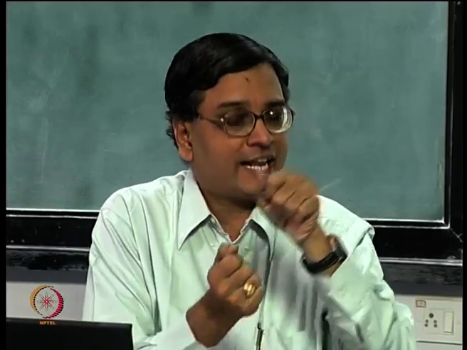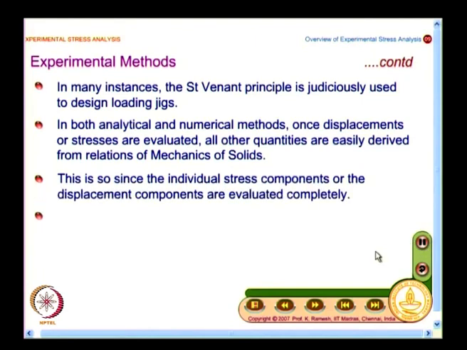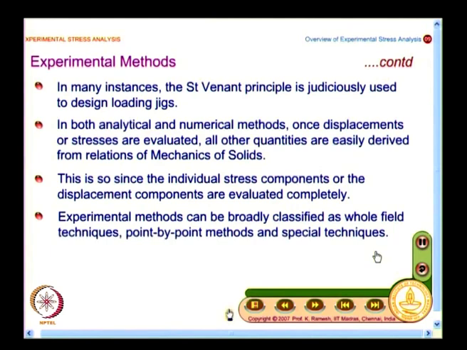This is primarily because I know all the stress components by an analytical method, then I proceed. In a numerical method also, when I solve, I get all the stress components evaluated, then I go for strain and displacement, which is not the case in experimental techniques, because an experimental technique exploits a physical principle for measurement. That physical principle imposes certain restrictions on what you can measure. Suppose I measure stress, I cannot measure all 6 stress components. I can measure only a particular stress component or a combination of them, which is dictated by the physical principle employed in the technique.